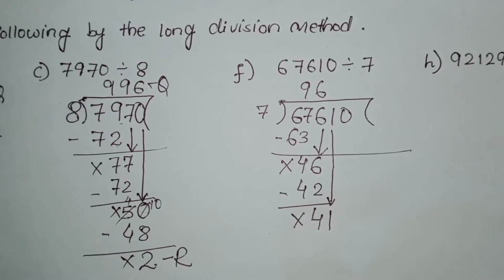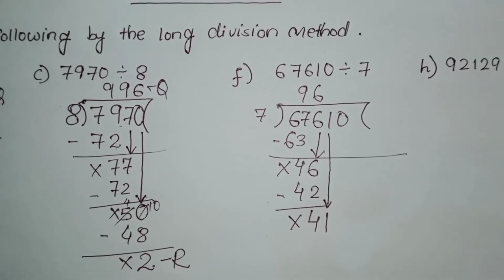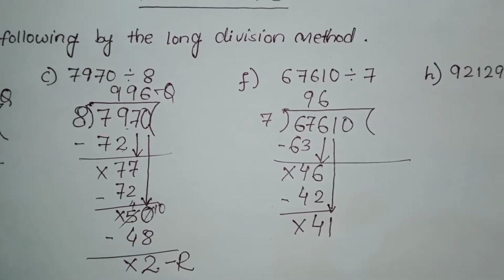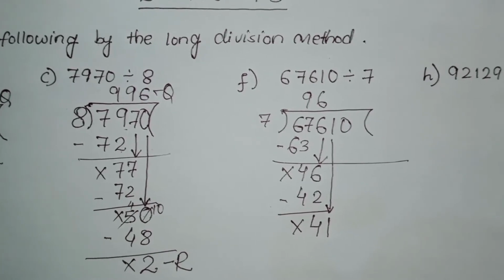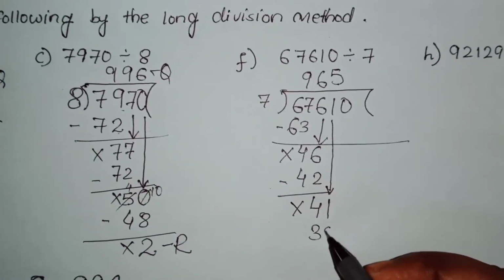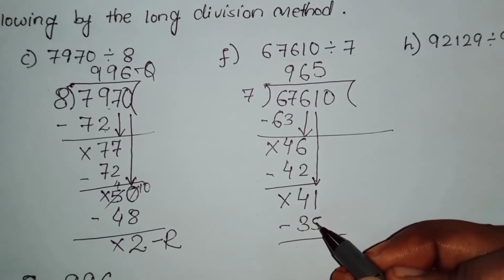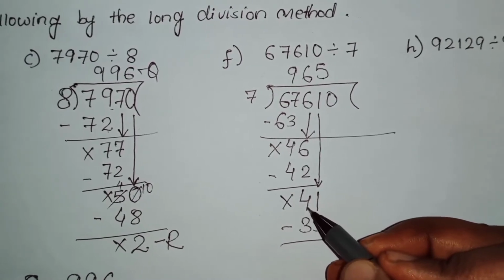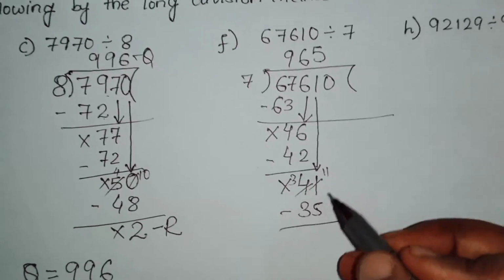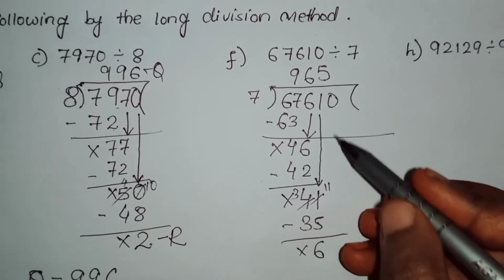So in 7 table, 41 is there? No, it is not there. So we have to write the number which is less than 41. What is less than 41? 35. 7 5s are 35. Now subtract it. From 1 we cannot subtract 5, so this 1 will take 1 borrowing from this 4. So 4 will become 3 and 1 will become 11. 11 minus 5 is how much? 6. And 3 minus 3 is 0.